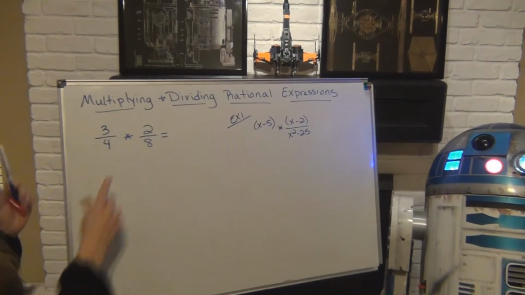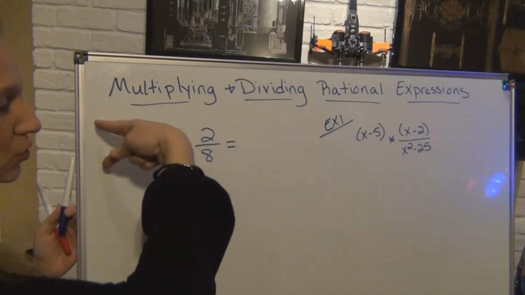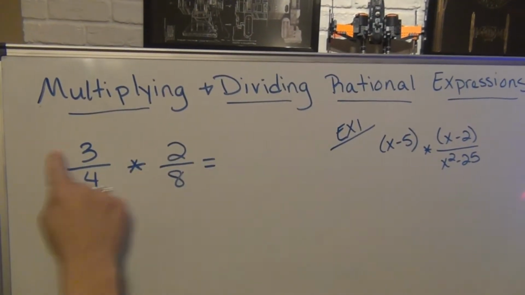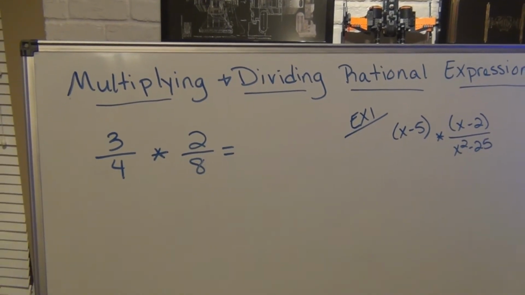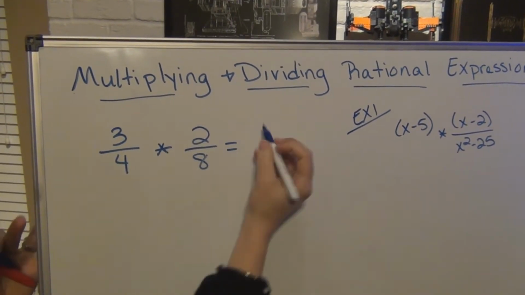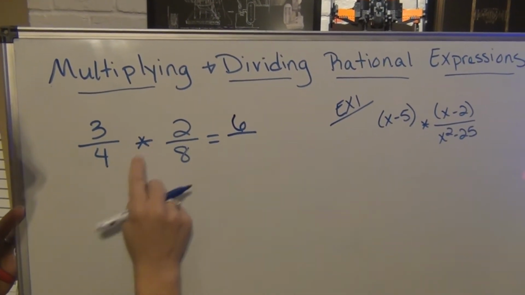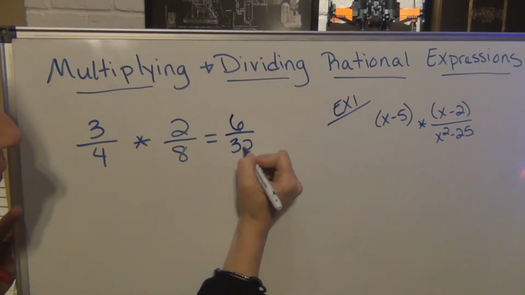The first thing we have to remember is that when we multiply, all you have to do is multiply straight across the numerator and then straight across the denominator. So 3 times 2 is 6, 4 times 8 is 32.